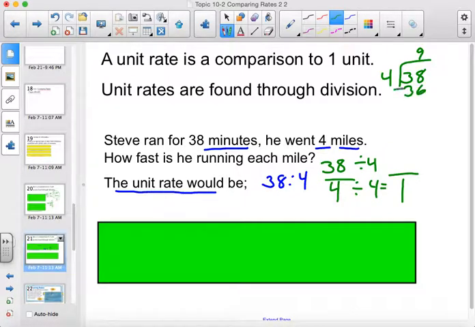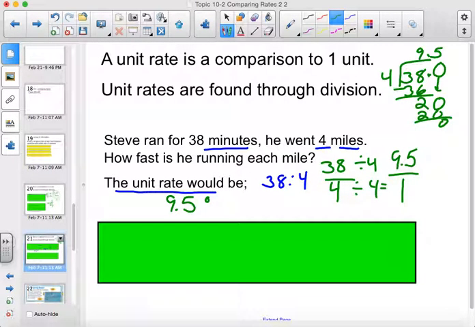That's 36. Subtract and you end up with 2. Now what we're going to do is put a decimal point in our problem and annex a 0. Bring down our 2. 4 into 20 will go 5 times. 5 times 4 terminates the problem. So we would have 9.5. So the unit rate would be, in 9.5 minutes, he will run 1 mile. So he's running a mile in about 9.5 minutes. And that would be that unit rate.